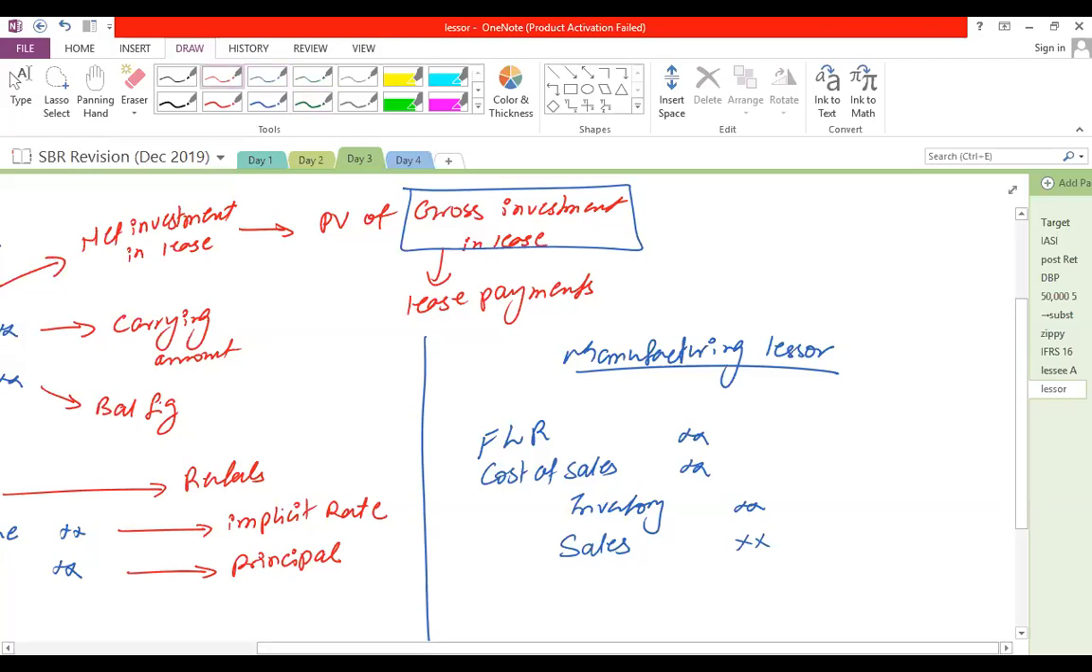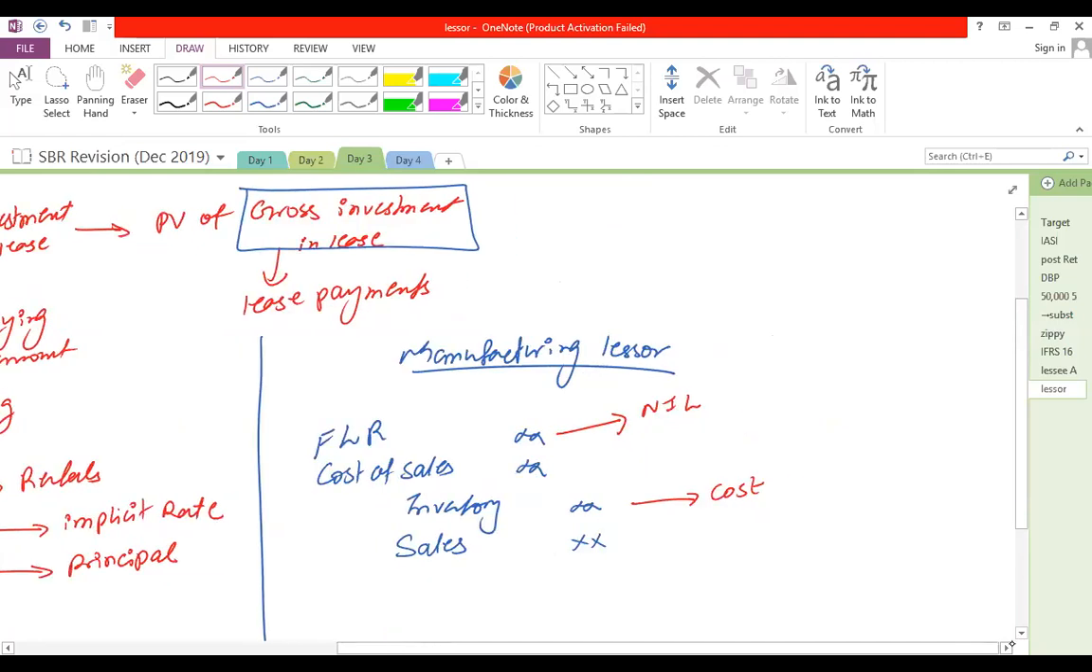Now the finance lease receivable should be debited by the net investment in lease, which means the present value of all lease payments, while the inventory will be credited by the amount of the cost. The sales will be recorded at the present value of the lease payments, and the cost of sales will be debited by the cost.